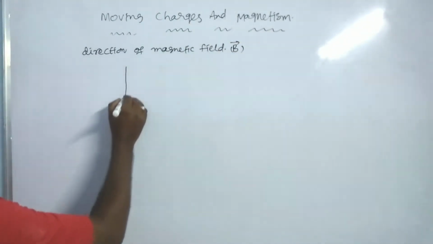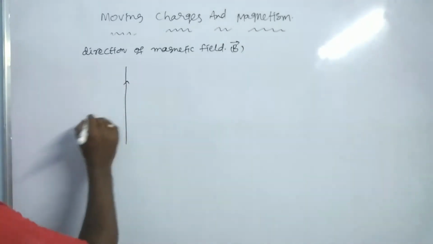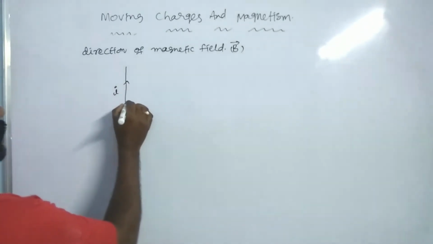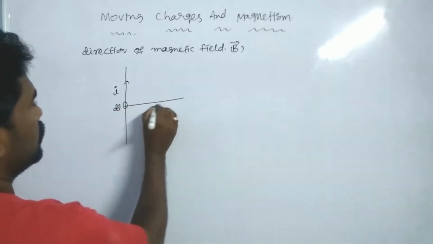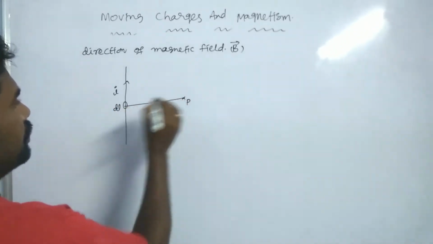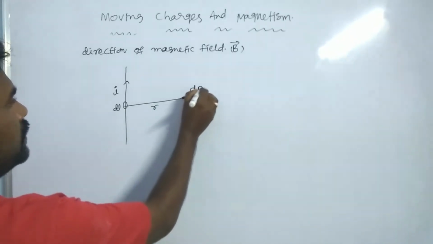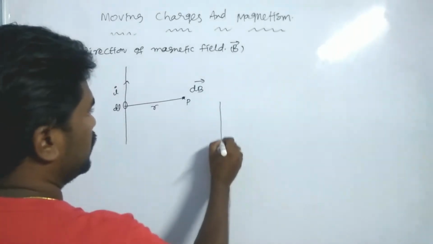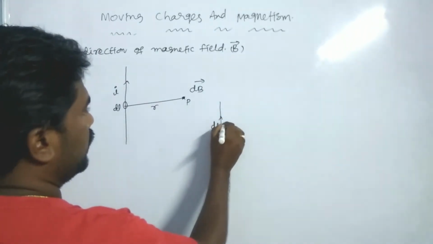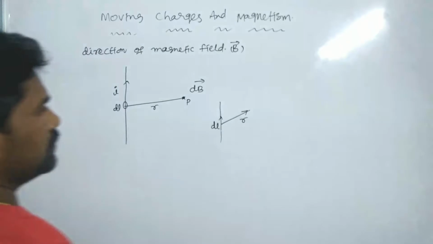This is a current carrying conductor I. This is the small element dl. At a distance of r, there is a point P. Here is dB, the direction of dB. So here this is the dl and this is the r.